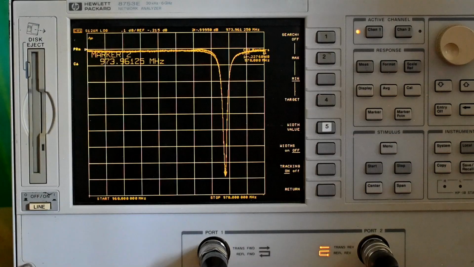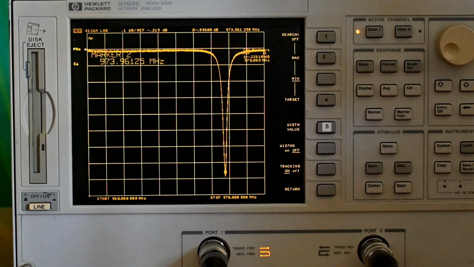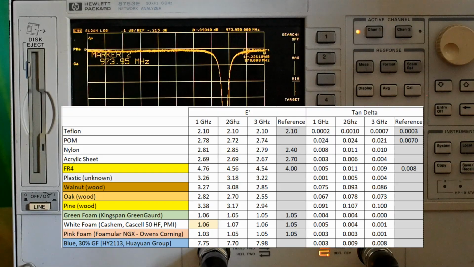Now, in real life, I would have saved each one of these measurements and used those for the calculations. But in this case, I have already saved that data and I've already done the calculations. So due to the magic of television, we can just jump right there. Let's do it.